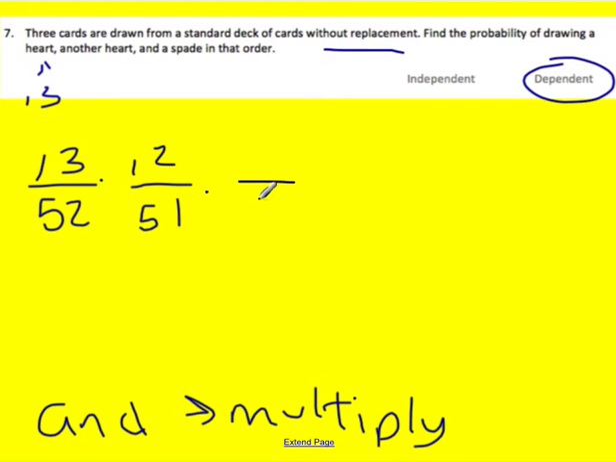So I'm going to take that card and set it aside. So now I only have 50. However, I know the first 2 that I've drawn are hearts, which means my third one is a spade, and I haven't drawn any spades yet, so we still have 13 spades left in the deck.